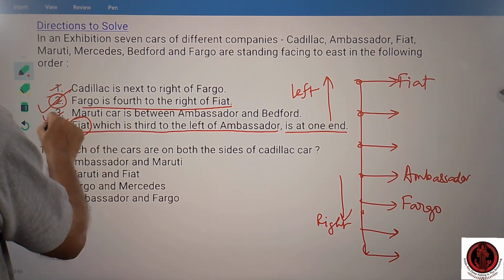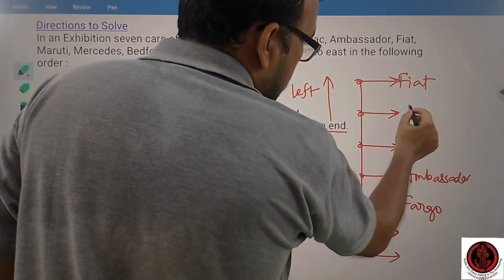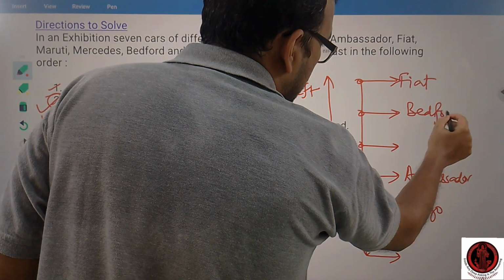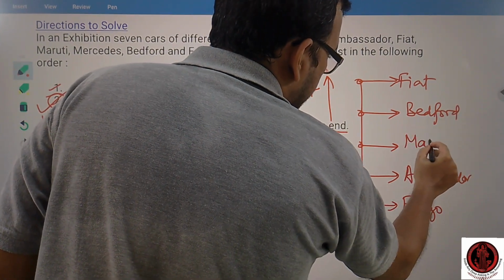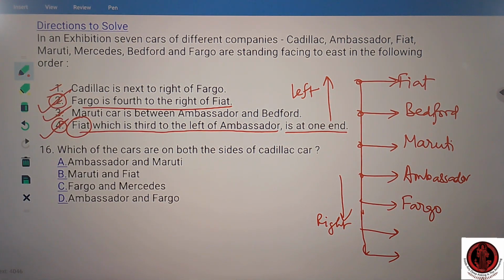Then, Maruti car is between Ambassador and Bedford. So this is Ambassador, this is Bedford, and the middle one is Maruti. So Maruti is in between Bedford and Ambassador.